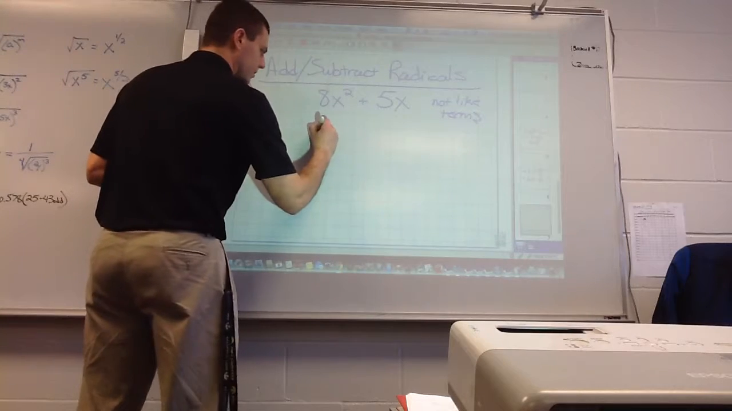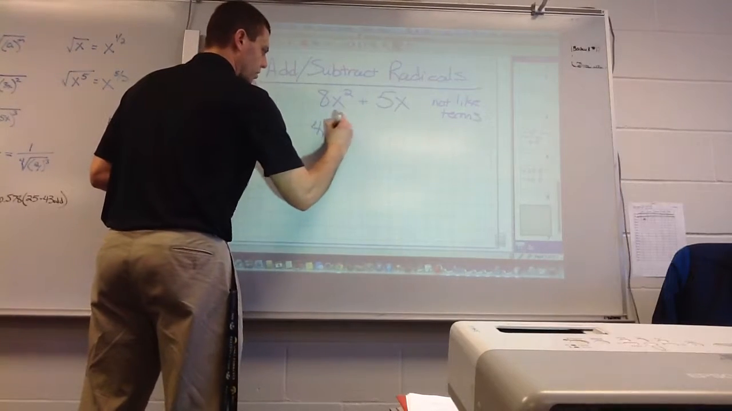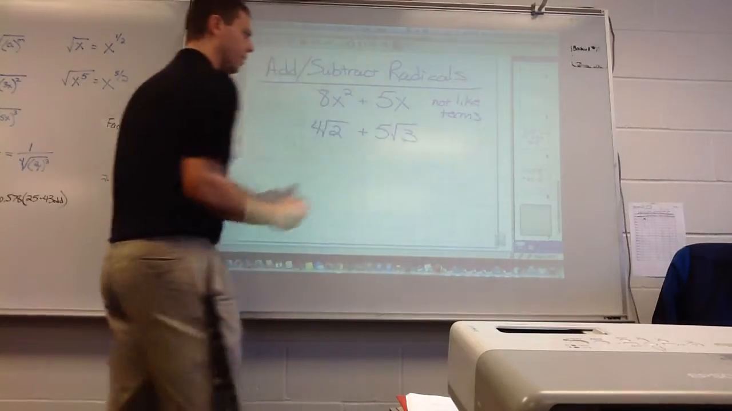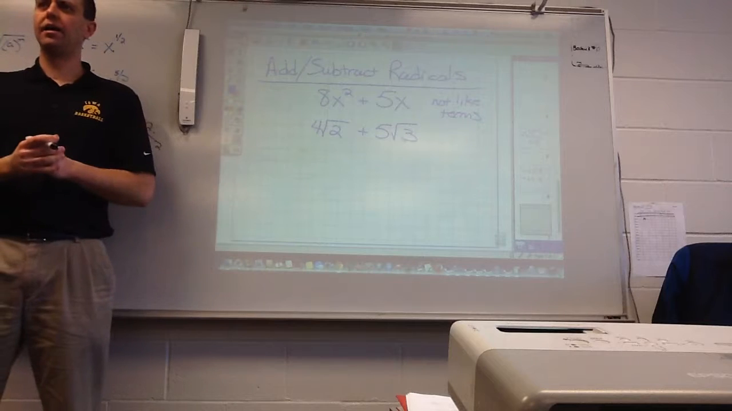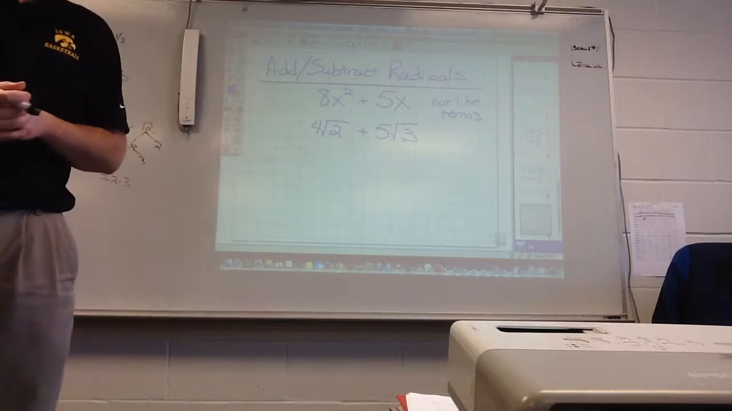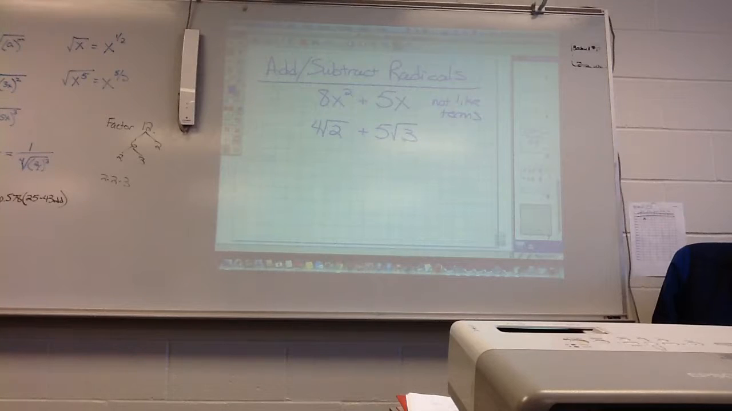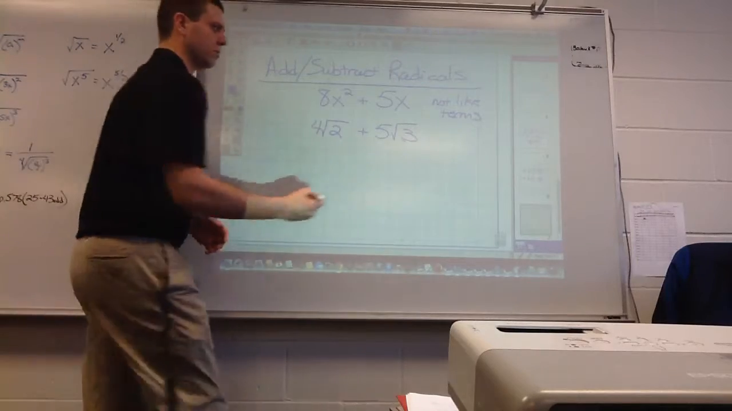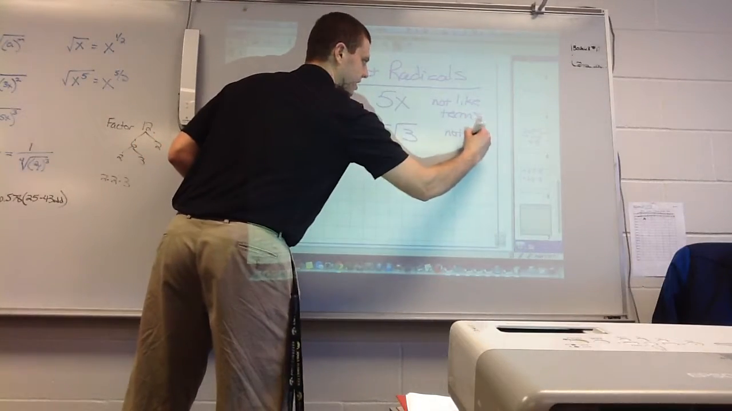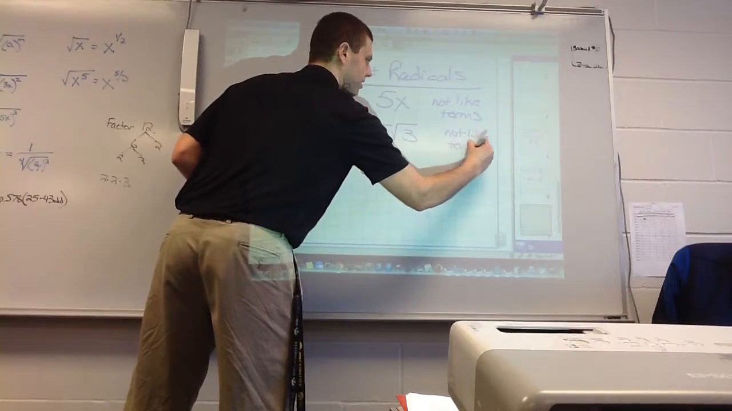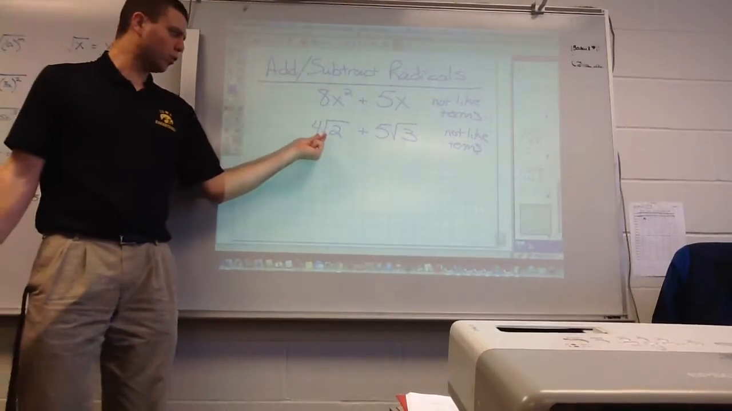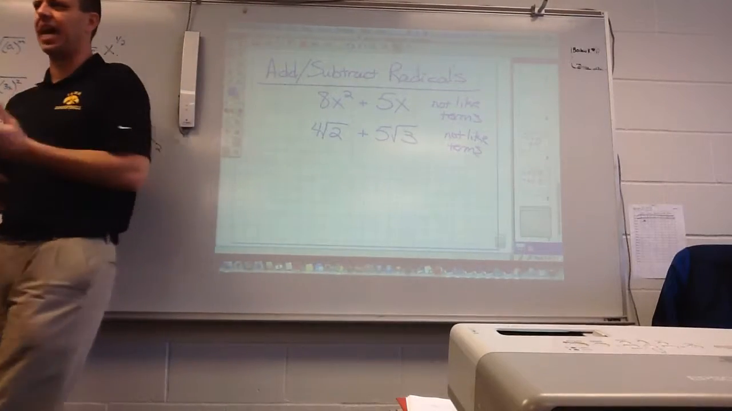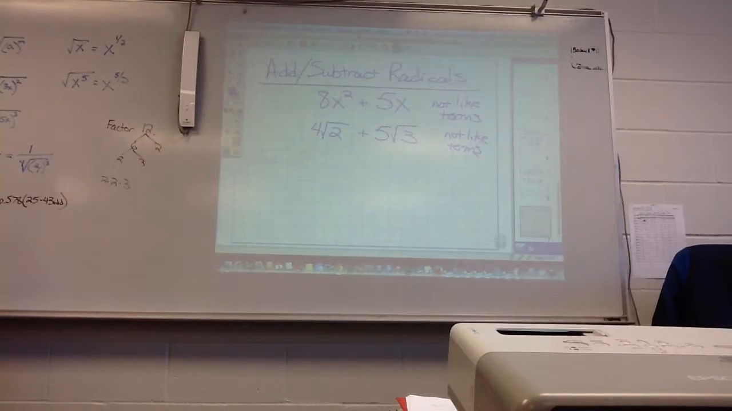So if I had 4 square roots of 2 plus 5 square roots of 3, I can't add those together. Alright? Because these are not like terms. 4 square roots of 2 plus 5 square roots of 3, those are not like terms. I could not add those together.